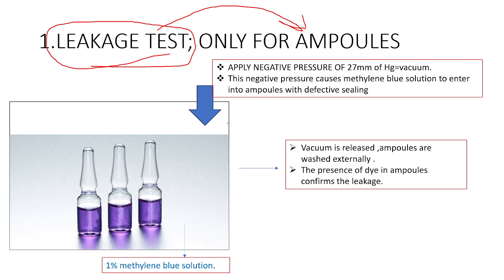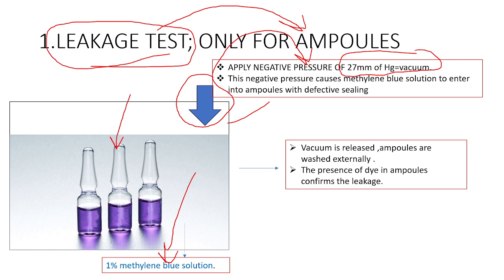Take one container. That container is filled with 1% methylene blue solution. After that, we place the ampoules within the methylene blue solution. Then, externally, we need to apply negative pressure. What does that mean? 27 mm of Hg negative pressure we need to apply.